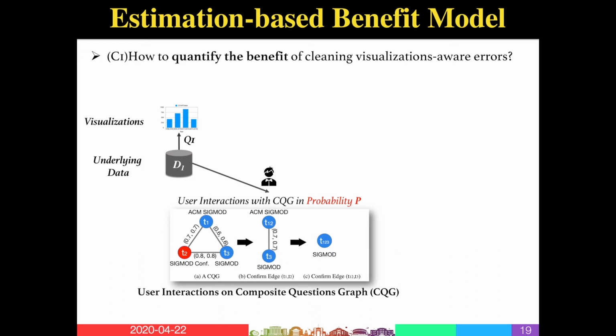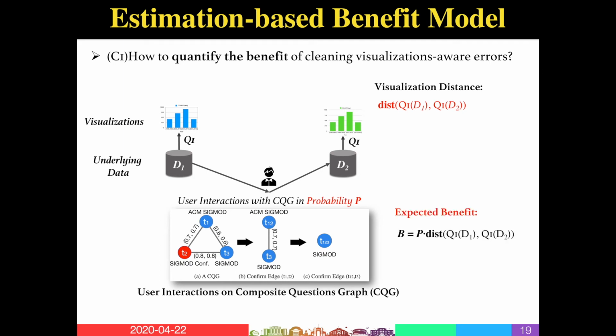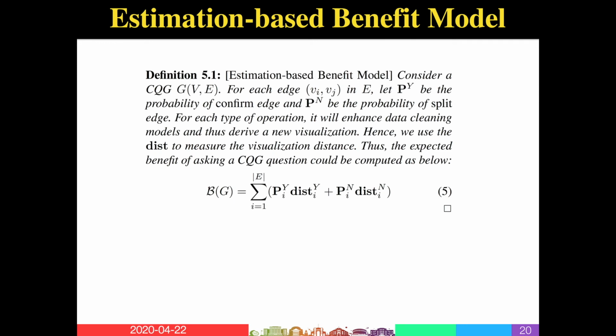After this operation, it will result in a new version of dataset D2, and the visualization will be updated by D2. Therefore, the expected benefit of a user operation can be computed as a probability multiplied by visualization distance. Formally, we can sum the expected benefit of each operation to measure the benefit of asking a composite question graph.